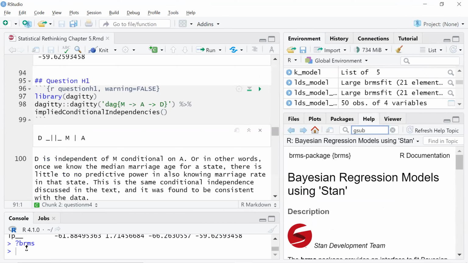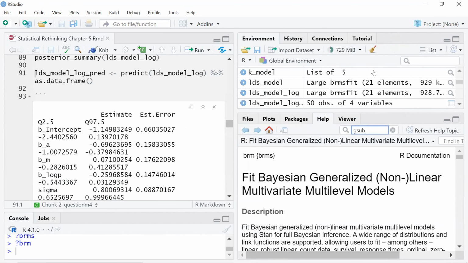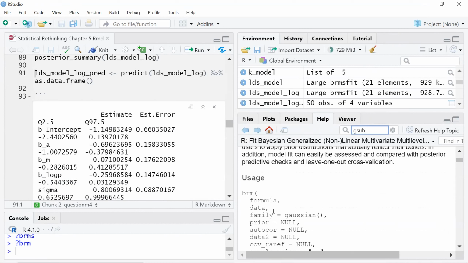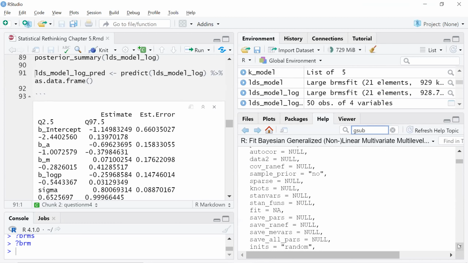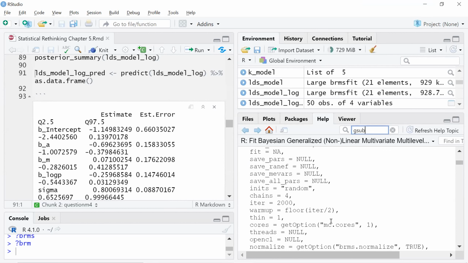Oh, it's not brm. Okay, I'm going to hide this. So interestingly, it's probably formula, which normally is first. I don't know why he likes to put the data first. Gaussian, which you don't need to have be a function prior. So a lot of this stuff we aren't using at this point. Chains is four, a standard, 2000, 1000.